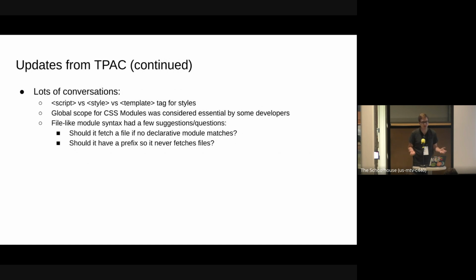The global scope of the modules was the killer feature for this. And then there were some interesting things about this file-like syntax. They said it's a little confusing at first. People asked, should this download a file if it's not already defined? Like, what happens there? Maybe you don't want it to download a file. You could put some kind of prefix. I don't quite know what the right answer is there. The script-based one will download a file, so maybe that makes sense.